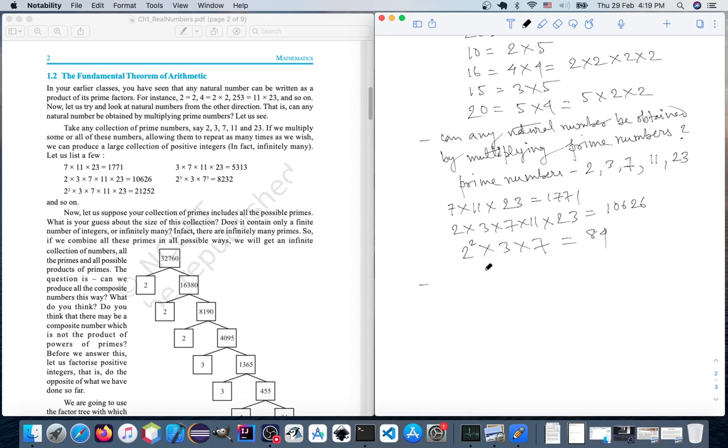Just as a point to be noted, there are an infinite number of prime numbers.